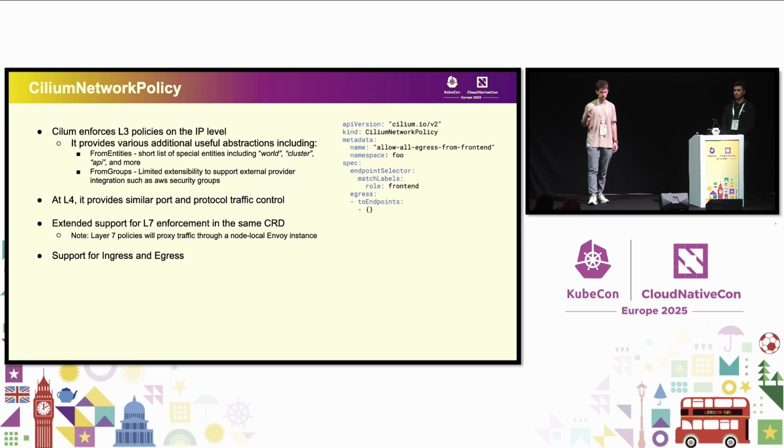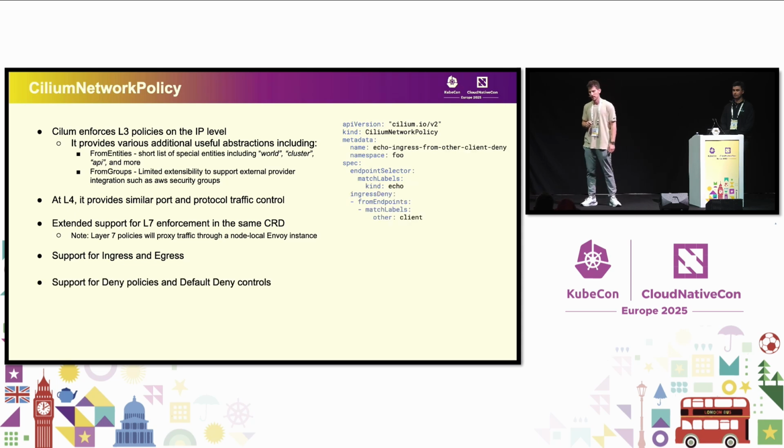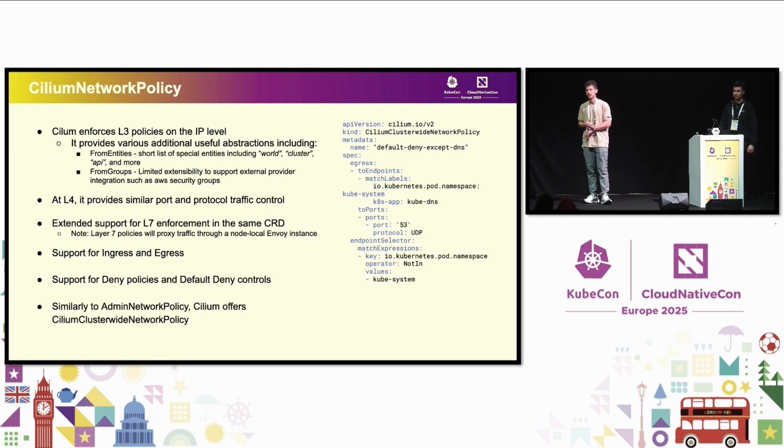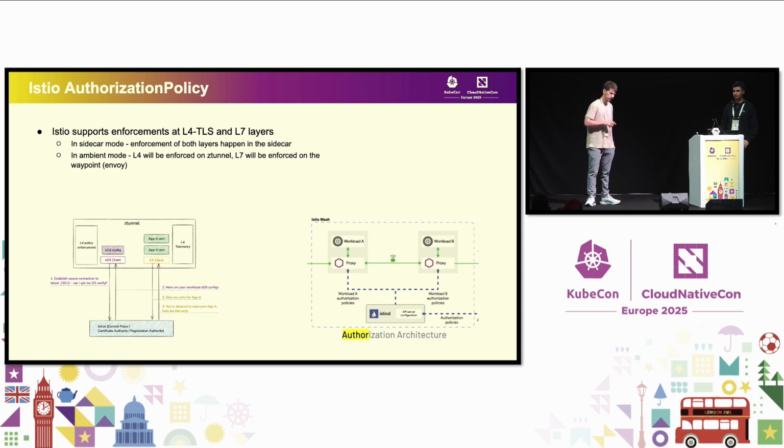Now, Cilium also supports ingress and egress policies. There is support for deny policies, as we see with admin network policies as well. And similarly, there is the cluster-wide policy that is basically giving the solution for the cluster admin, because we said network policies are for the application developer. Now, similarly, we have Istio authorization policies, which some of you have heard of. It's a different name, right? This one is network policy, this one is authorization policy, but it is mainly to provide the same functionality, right?